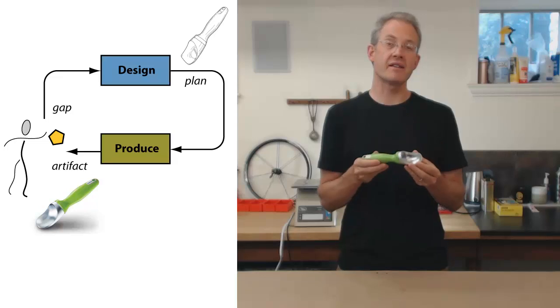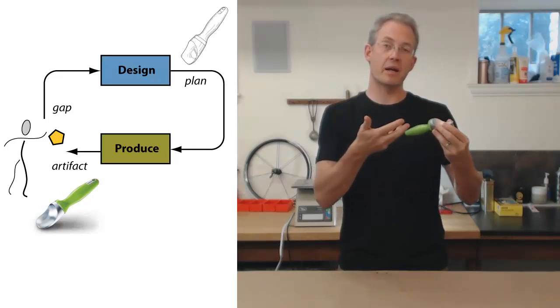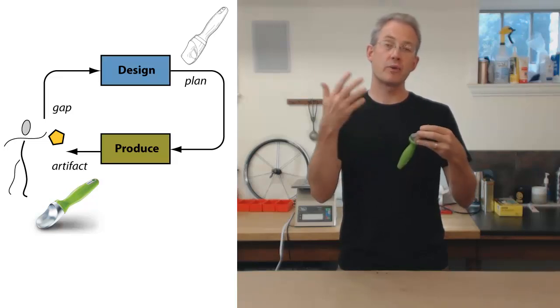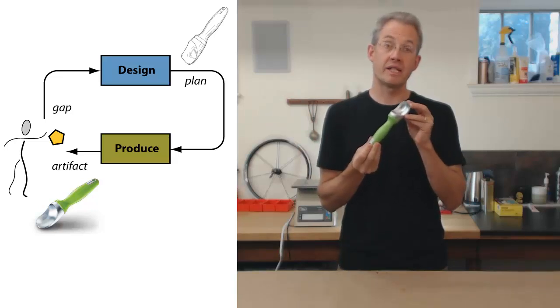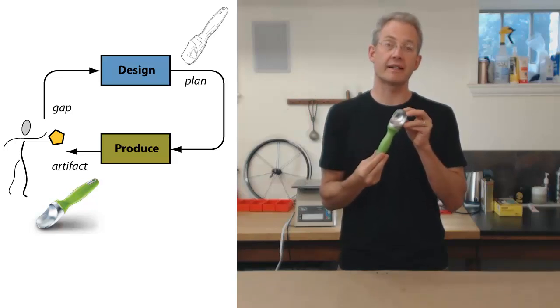So for instance, in the case of the Xylus ice cream scoop, the designer began with some problem, some challenge with the existing solutions, created probably some drawings or some computer models of a desired solution, and then there's a production process that produces the artifact itself.